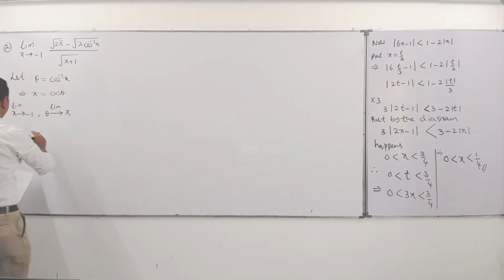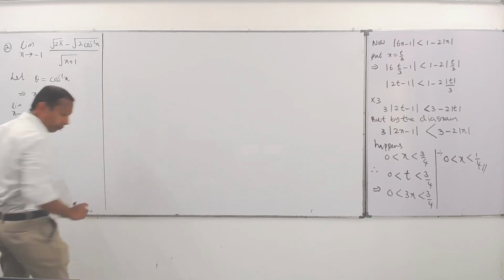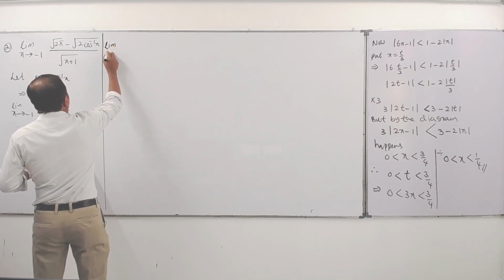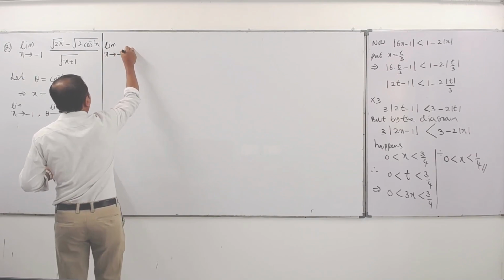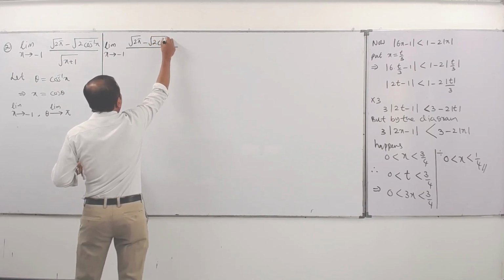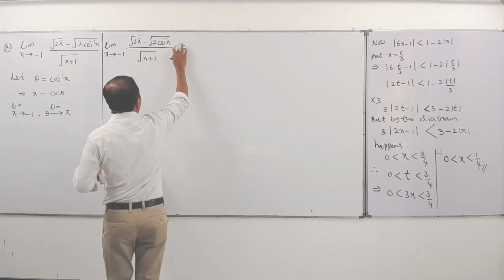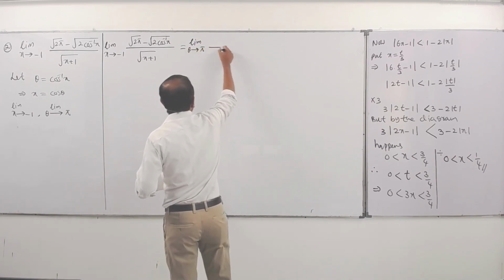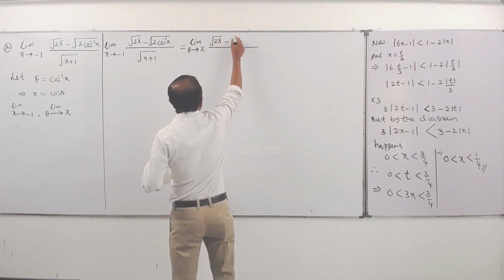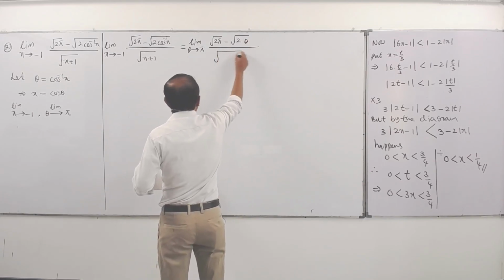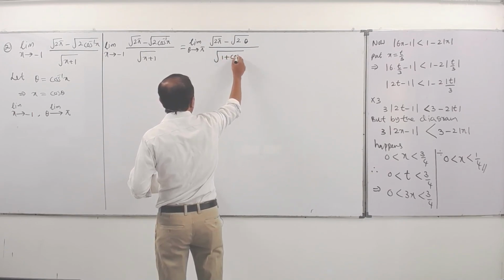Now I substitute for this. I write that first. Limit x going to −1 of (√(2π) − √(2θ)) divided by √(x + 1). x going to −1 means here theta going to π. Root 2π minus root 2 theta, and x is cos theta, so 1 plus cos theta. We get this.